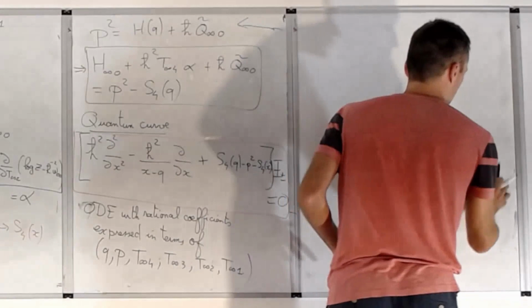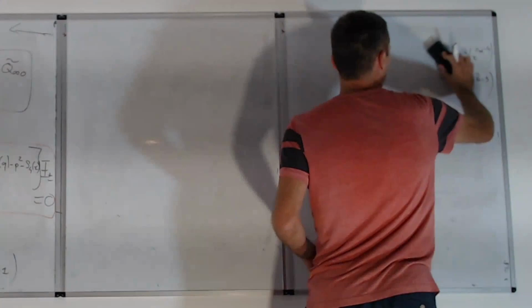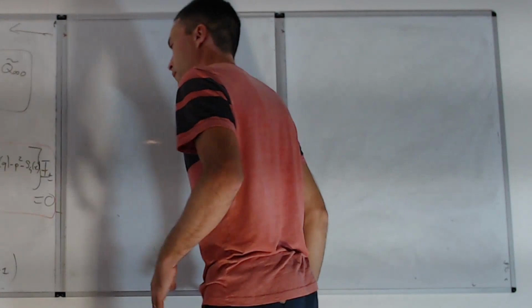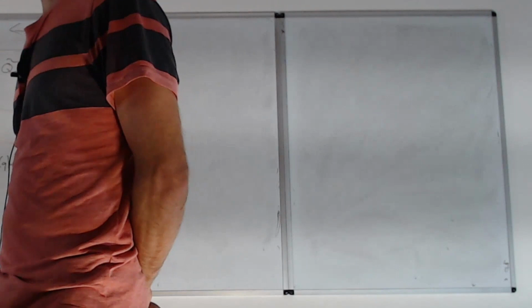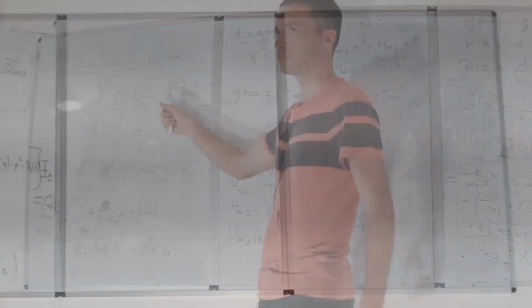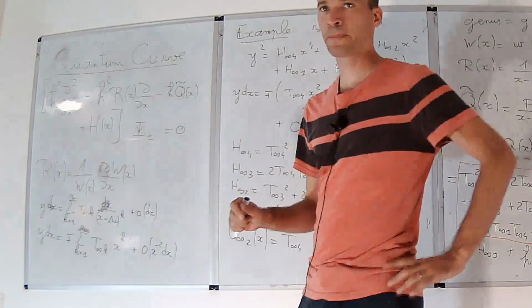So this was for the analysis of the order of the poles and writing things using Darboux coordinates. And this couldn't be done in the general case. And here is an example in a simple case. So what's next? Well, we have a quantum curve here. So this is a second order linear differential equation.